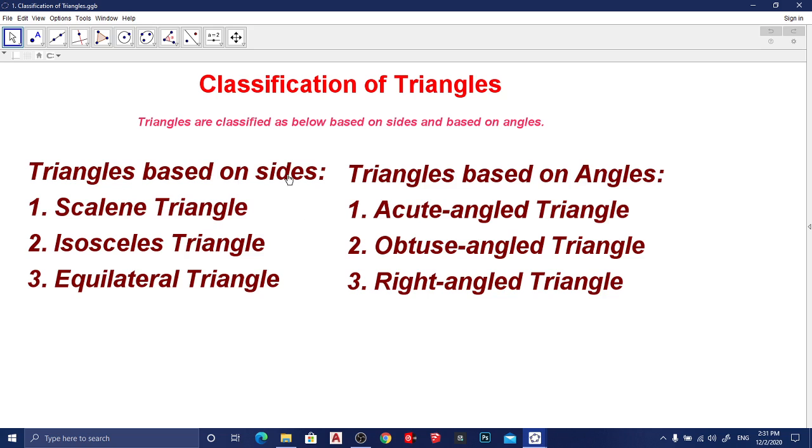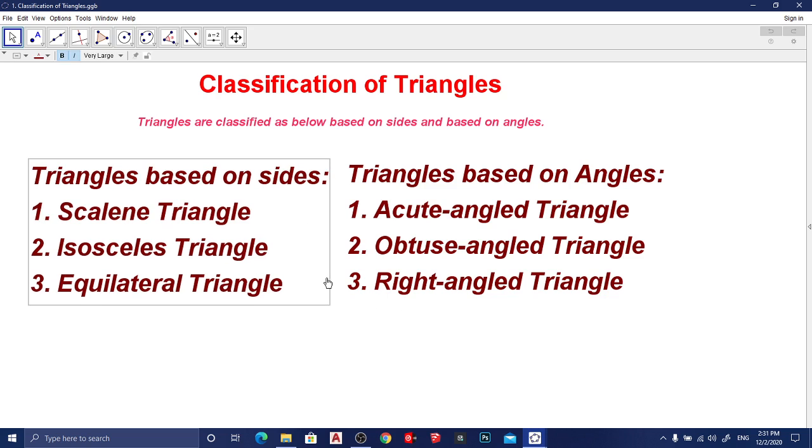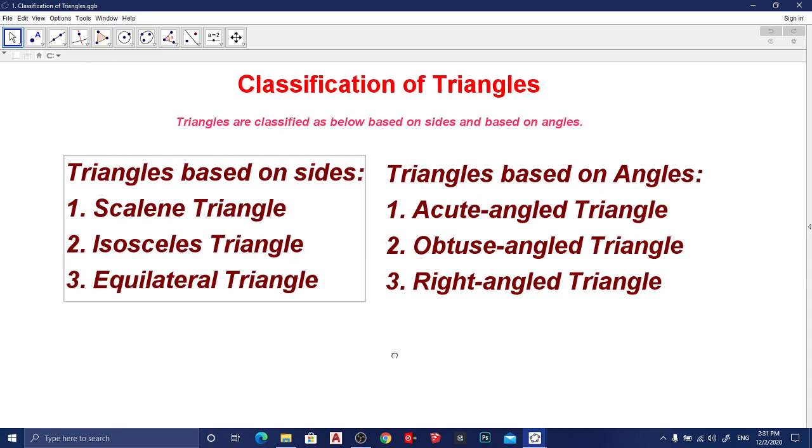So based on the sides, 3 types of triangles are there, and based on the angles, another 3 types of triangles are there. Triangles based on sides are scalene triangle, isosceles triangle, equilateral triangle. Triangles based on angles are acute angled triangle, obtuse angled triangle, right angled triangle.